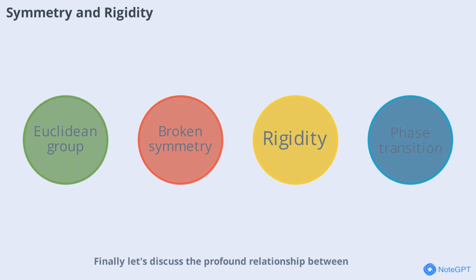Finally, let's discuss the profound relationship between symmetry and rigidity in condensed matter. Liquids and gases possess the highest symmetry, being invariant under translations, rotations, and reflections. This is described by the Euclidean group. Their environments look the same everywhere and in every direction, simplifying mathematical descriptions. However, when water transitions to ice, continuous symmetry is broken. This is only invariant under specific operations that preserve its periodic lattice, resulting in lower symmetry but greater rigidity.